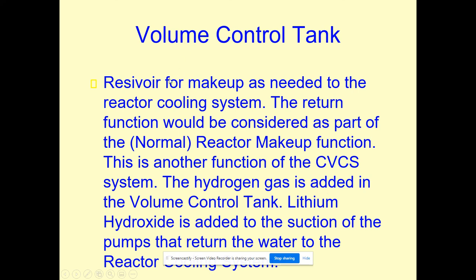So the volume control tank is just a reservoir to make up water as needed. So the water's going to be leaking because these plants are old. The leaks are going to be relatively slow, and I'll just use this volume control tank to make any water up.